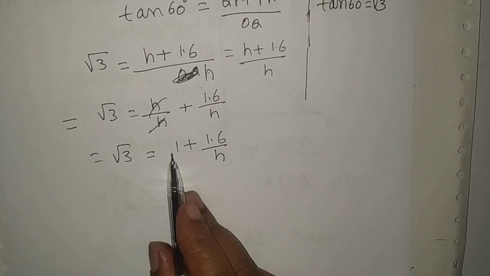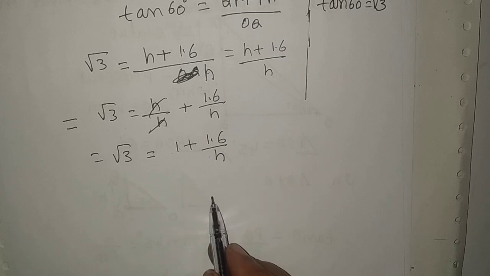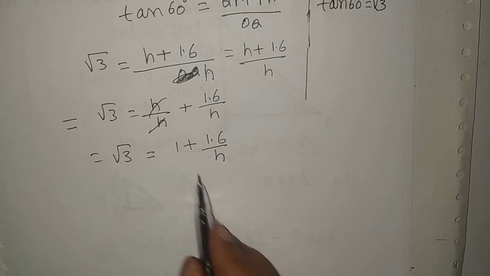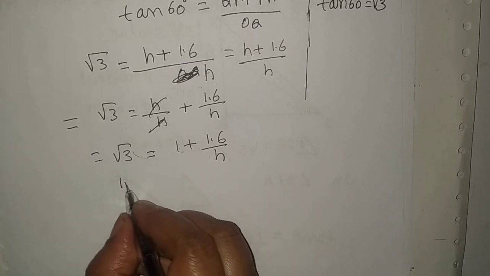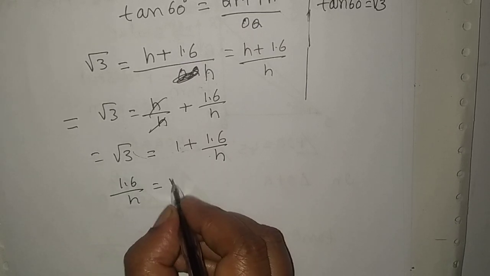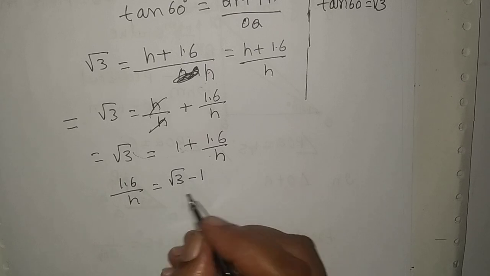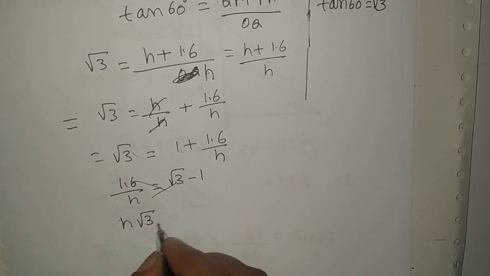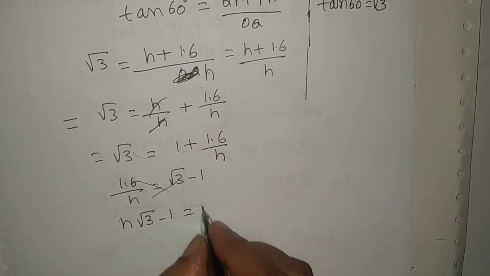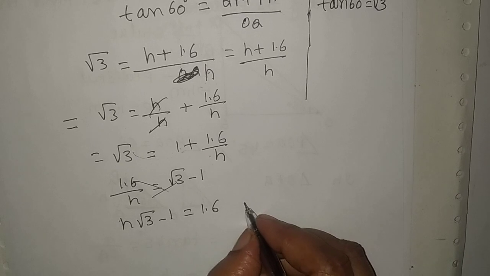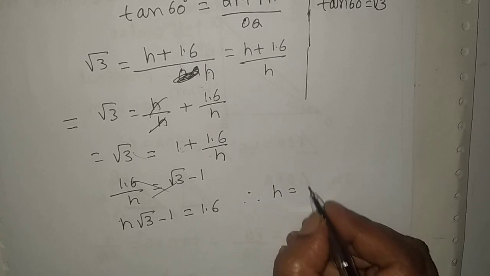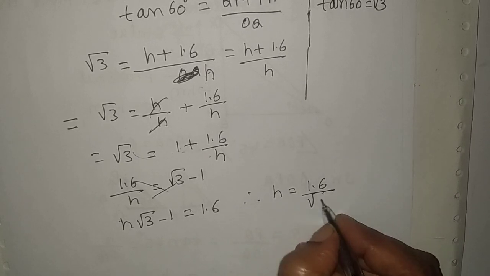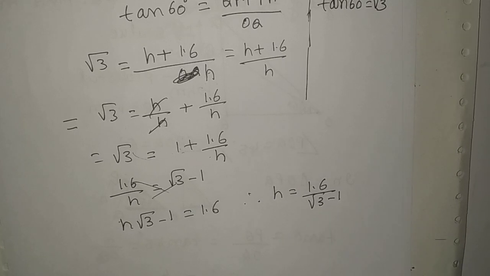Then bring 1 to the other side. Therefore 1.6 by H is equal to root 3 minus 1. Then cross multiply, what do we get? H into root 3 minus 1 is equal to 1.6. Therefore H is equal to 1.6 by root 3 minus 1.